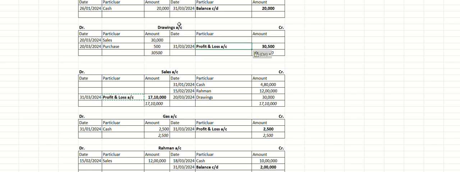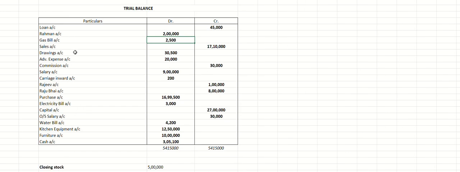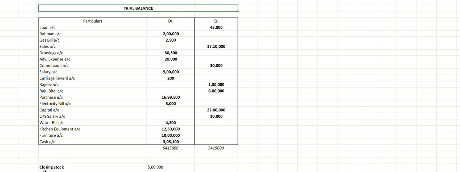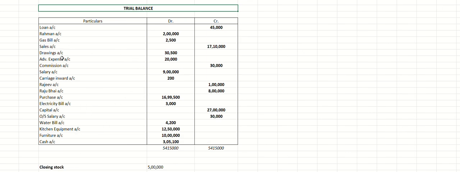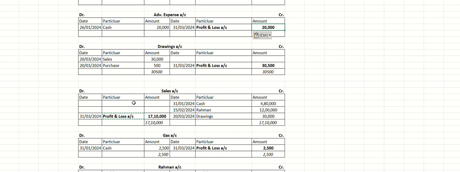The drawings account has a balance on the credit side, so we can see the drawings account balance is written on the debit side in the trial balance. Now we have advertising expense. Once again, what is it? It is an expense, so it is written profit and loss account. The balance is there on the credit side. So moving to advertisement expense, that balance is written on the debit side.